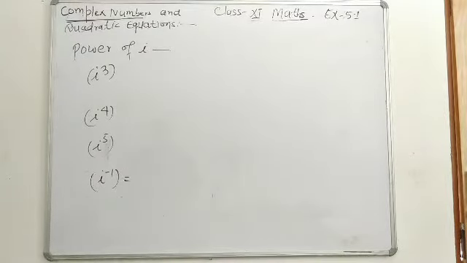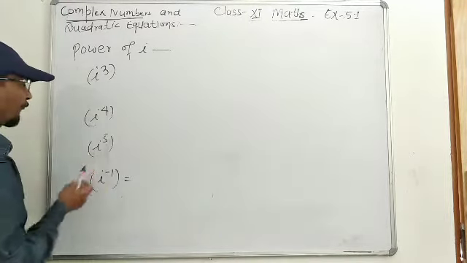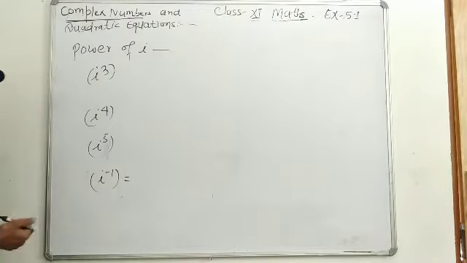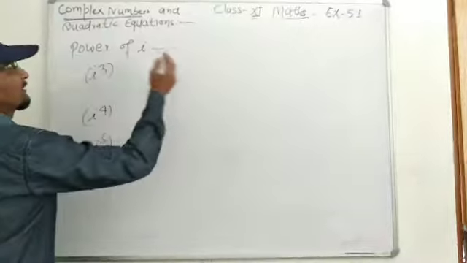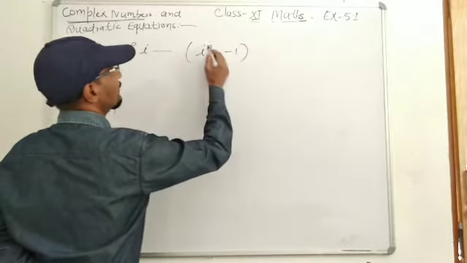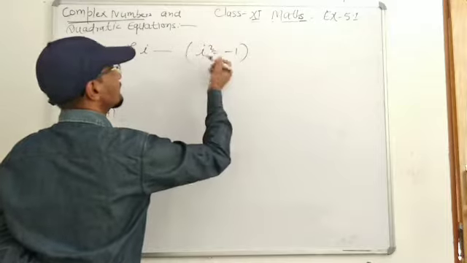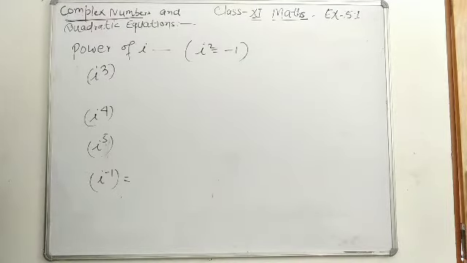So students, let's see the next topic, power of i. How to define the power of i? We have i cube, i to the power 4, i to the power 5, i to the power minus 1. So how to solve these? The most important thing here is i square equal to minus 1. Always we take this value, i square is equal to minus 1. You should know this. In each and every power of i, we use i square equal to minus 1.